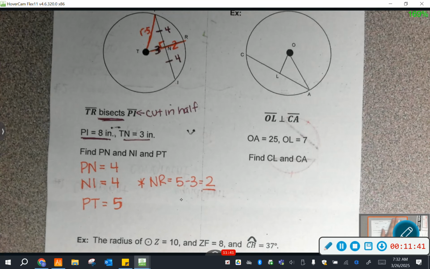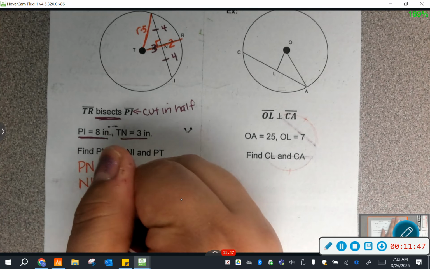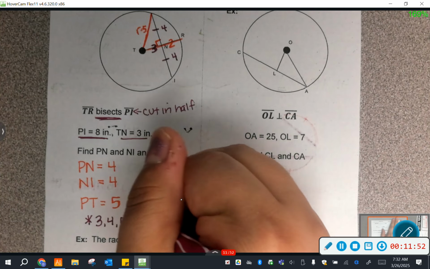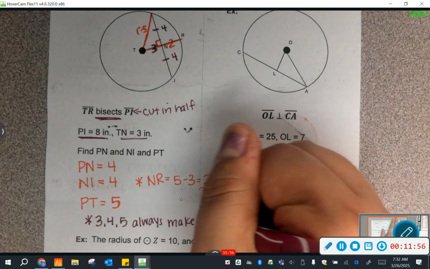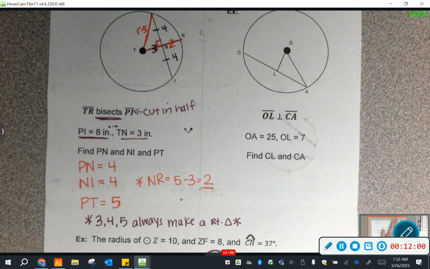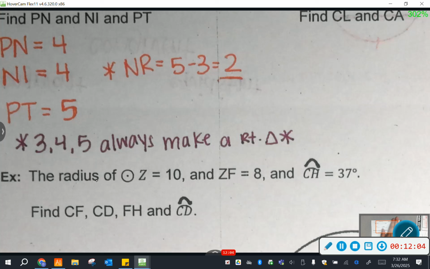What questions do I have? A big thing I need you to remember, if you didn't remember that, maybe put right here with a star, 3, 4, 5. Always make a right triangle. 3, 4, 5 will always make a right triangle. Every single time it works.